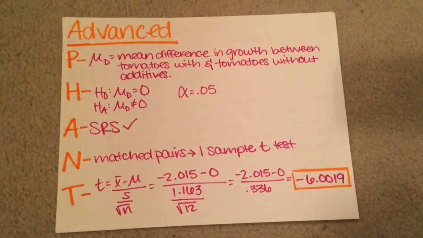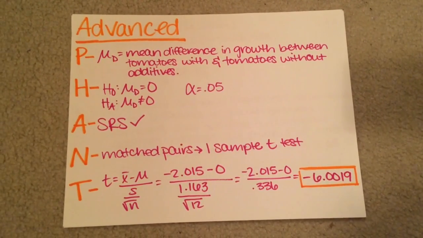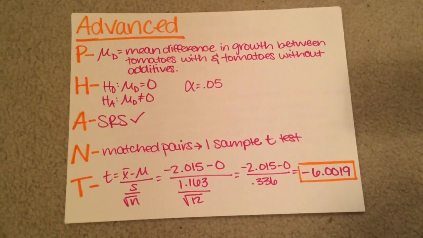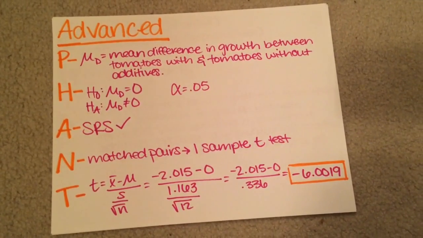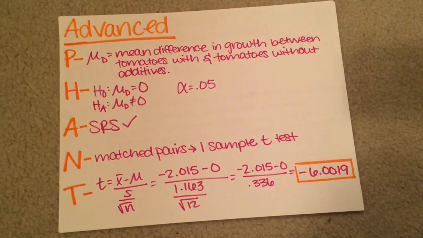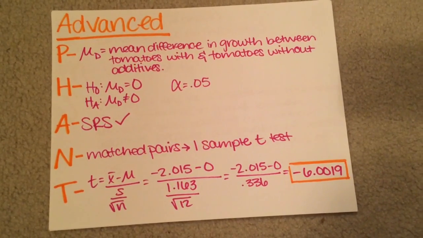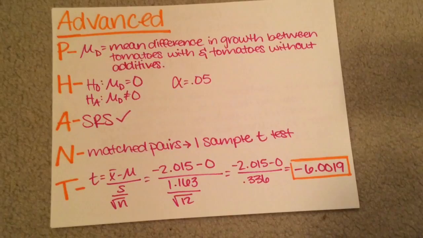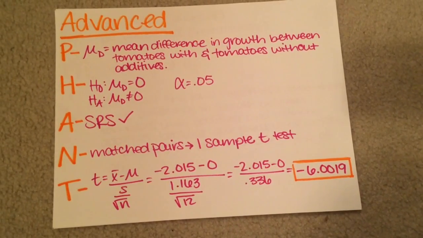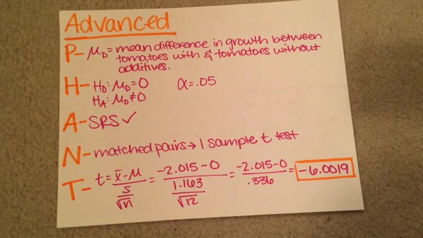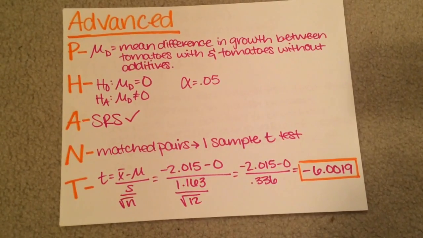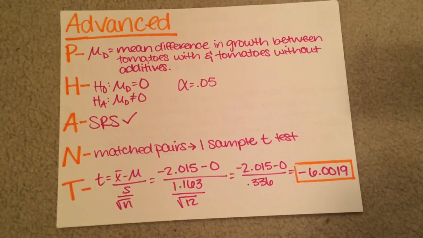First, we define our parameter. Our parameter is mu of D equals the mean difference in growth between tomatoes with additives and without additives. Next, we define our null hypothesis to be mu of D equals 0, there is no difference, and our alternative hypothesis to be mu of D is not equal to 0, there is a difference. We will use an alpha of 0.05.